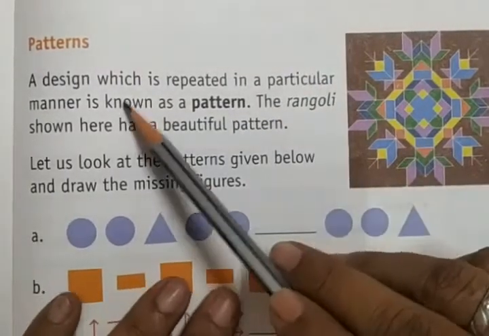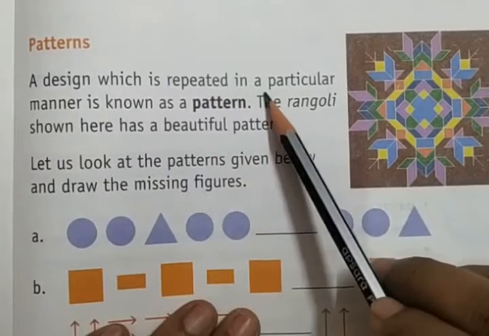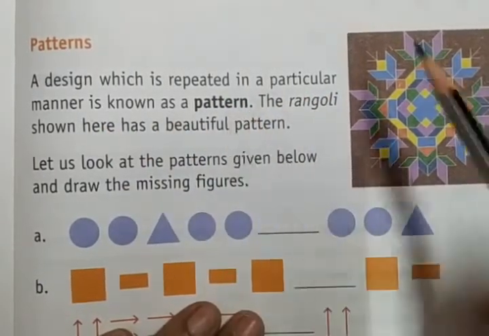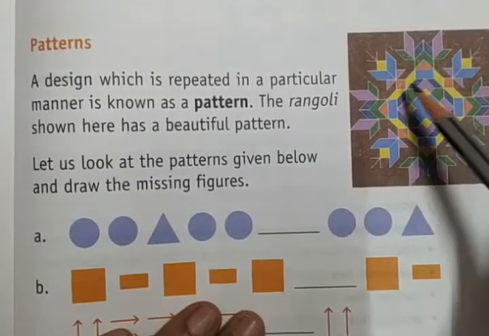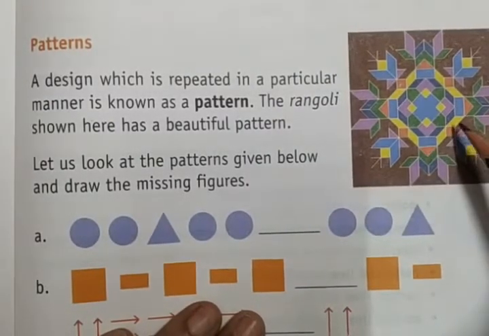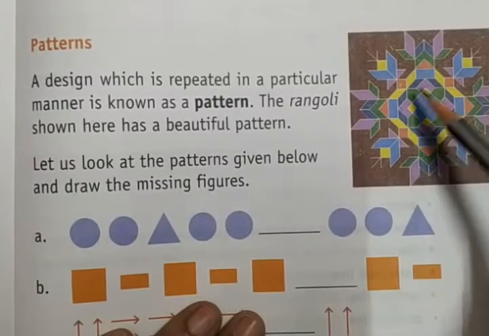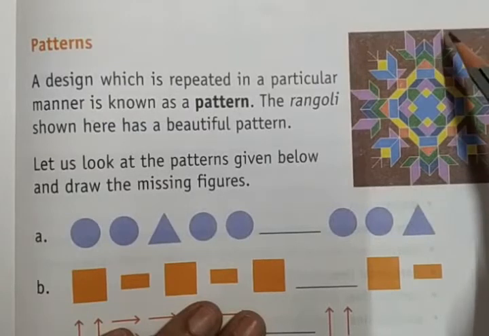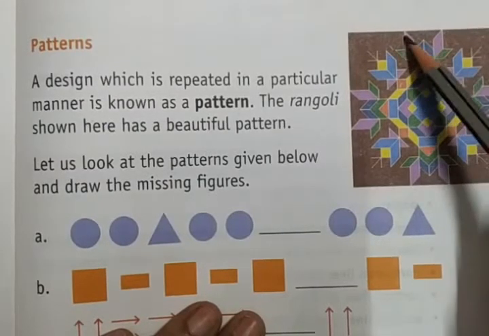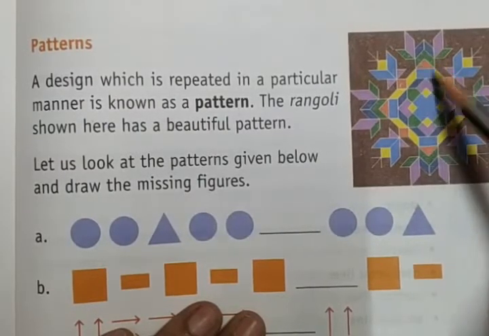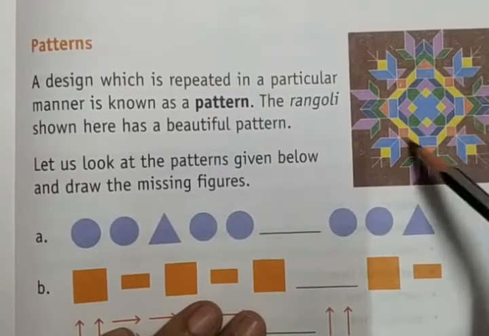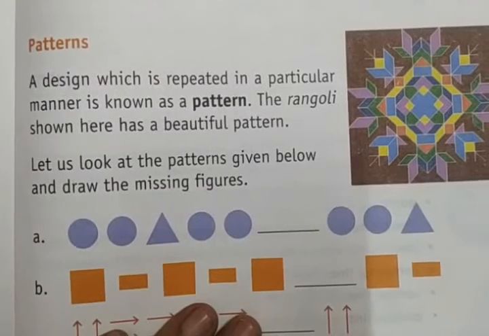A design which is repeated in a particular manner is known as the pattern. So you can see the yellow pattern, yellow pattern, yellow pattern. Okay, orange, orange, orange. This is repeated. I can see the same pattern here, the same pattern here. So this is called pattern.